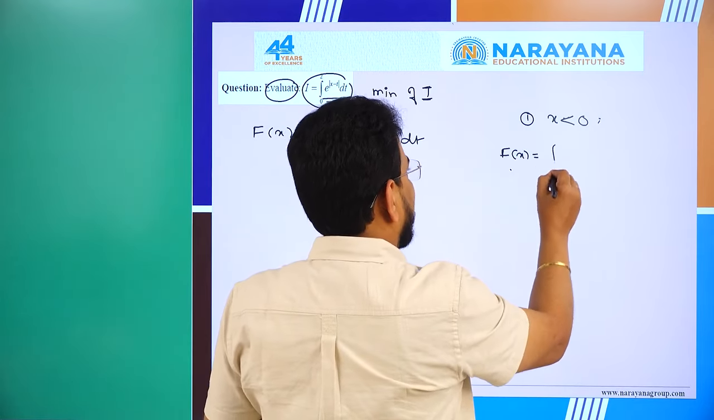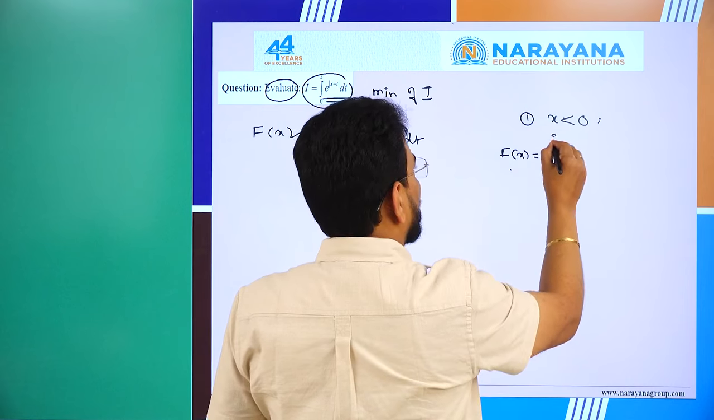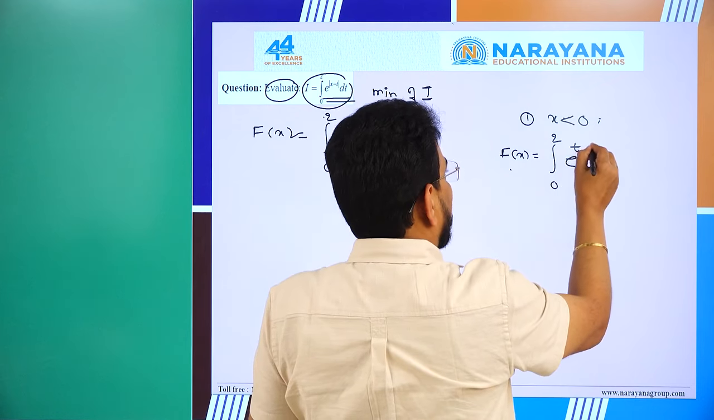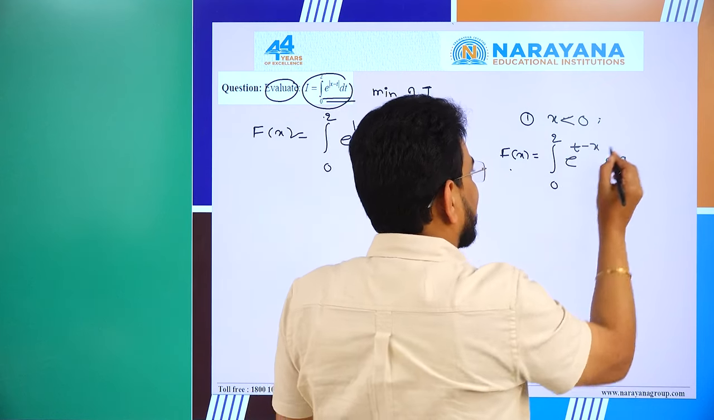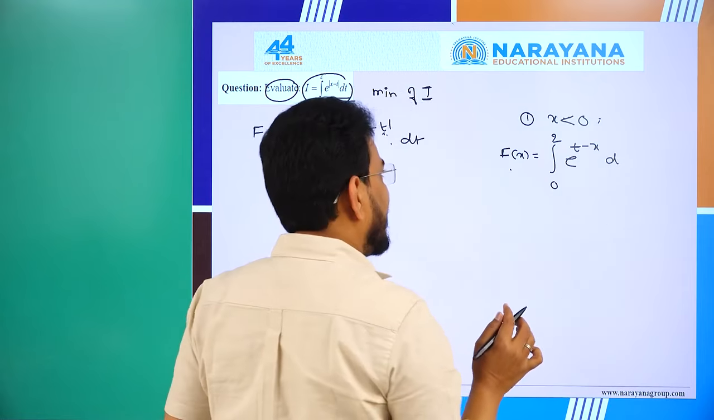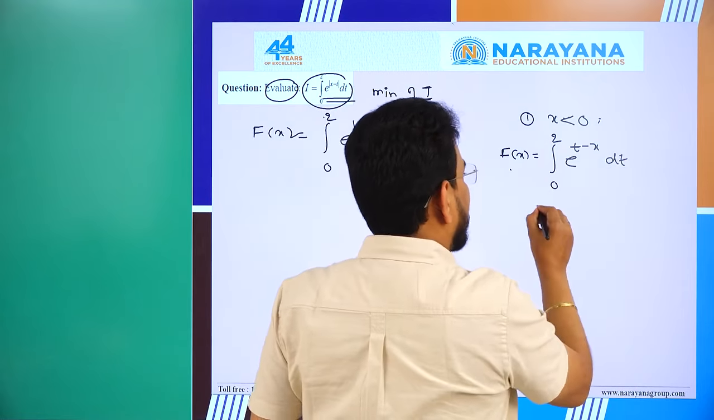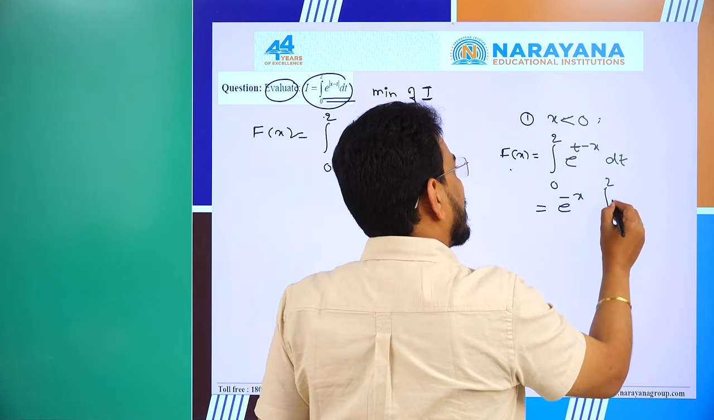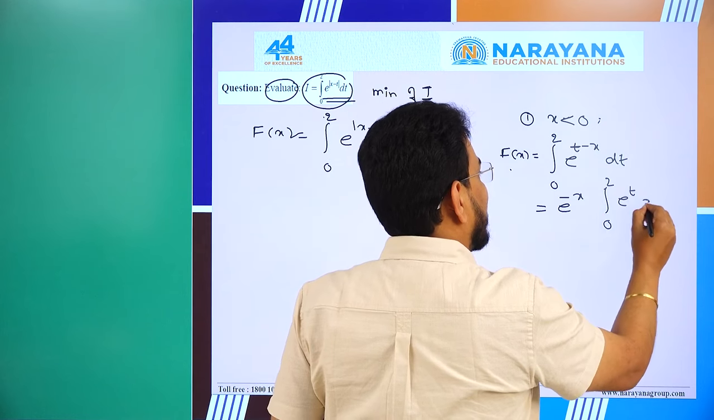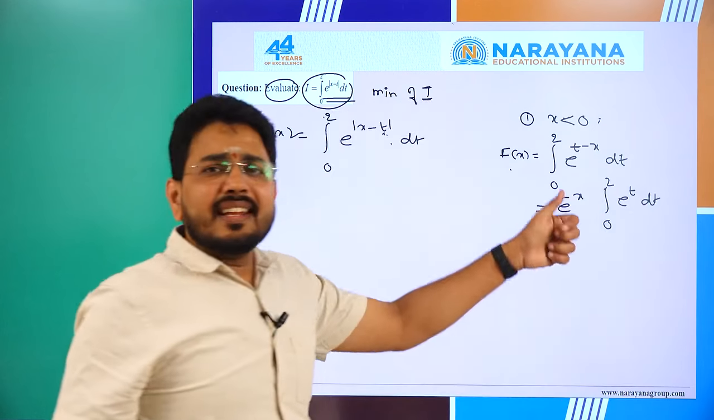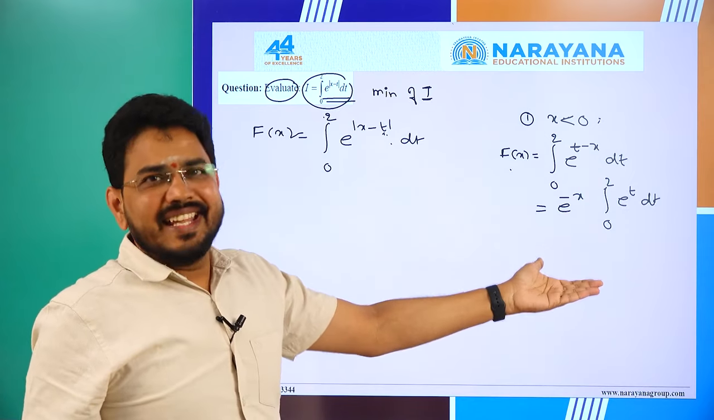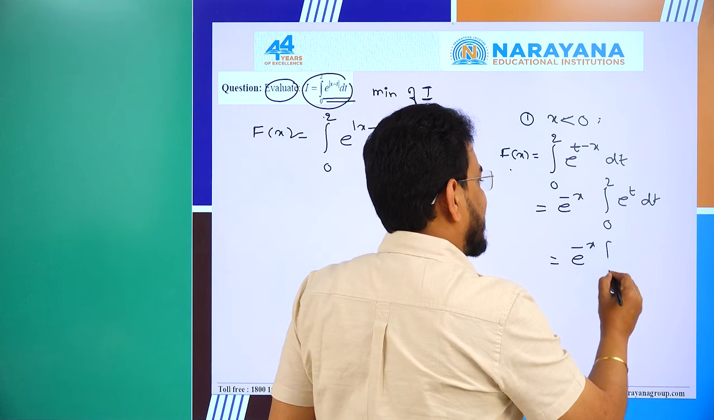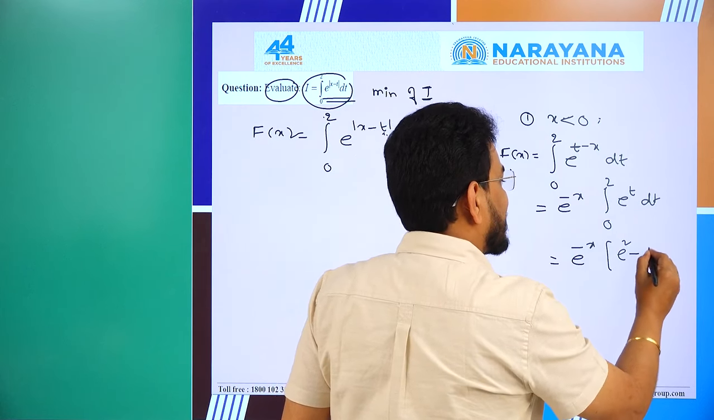be directly integral of 0 to 2. X is less than t. So directly you can write e power t minus x dt. So this is equal to e power minus x integral 0 to 2 e power t dt. Integral of e power t is e power t only. So this value e power minus x into e square minus 1 will come.